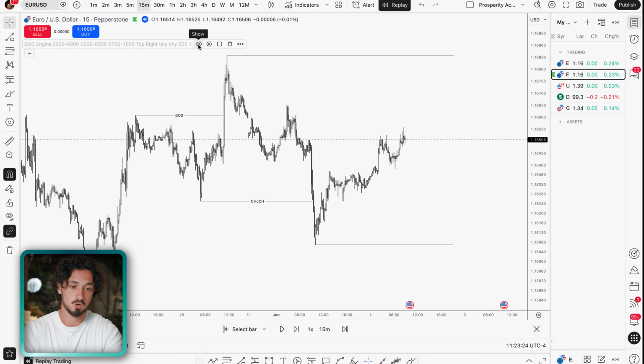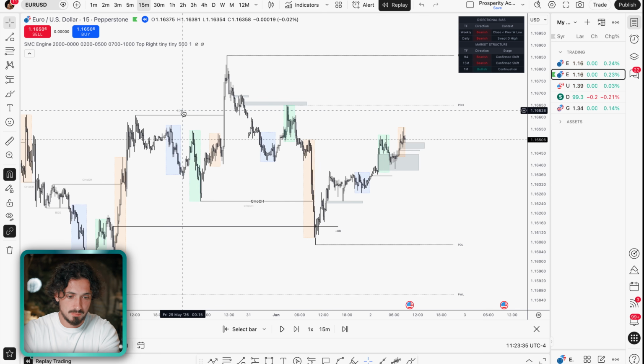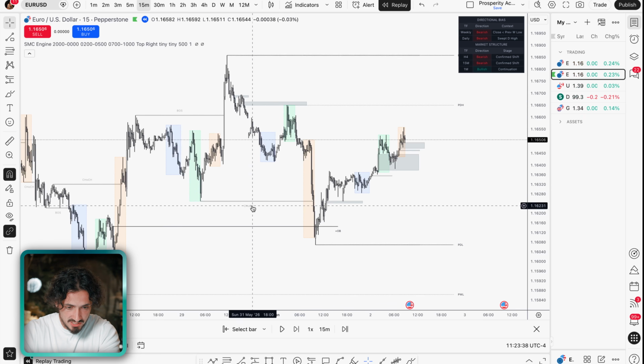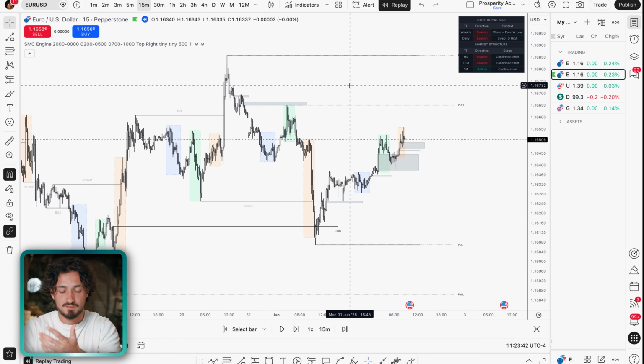For example, if I just toggle this right now, it's going to show me my points. This break of structure that we marked out is already a break of structure on my indicator. This change of character is already a change of character in here. This is the swing low, and this is the swing high. So I don't need to mark it out. It does it for me. Again, selfishly, I created it for myself because I was so sick and tired of getting market structure wrong.